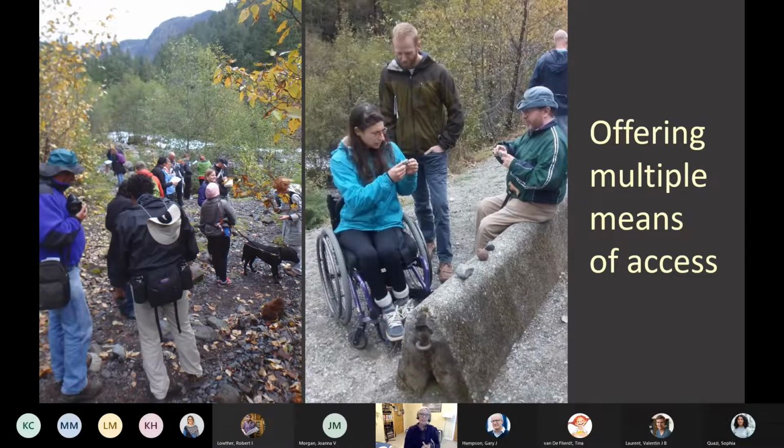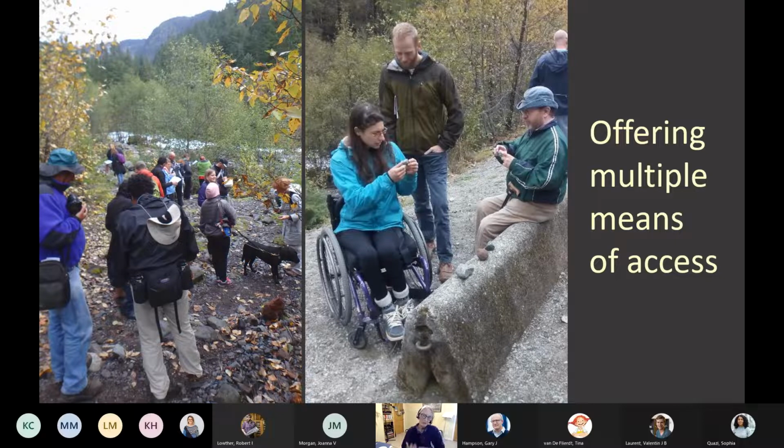In terms of physically accessing the geology, we were very clear that it wasn't about getting every single participant with their nose up to every single outcrop. It was about enabling all of the participants to engage with the geology and with the learning that was taking place at each of the localities.